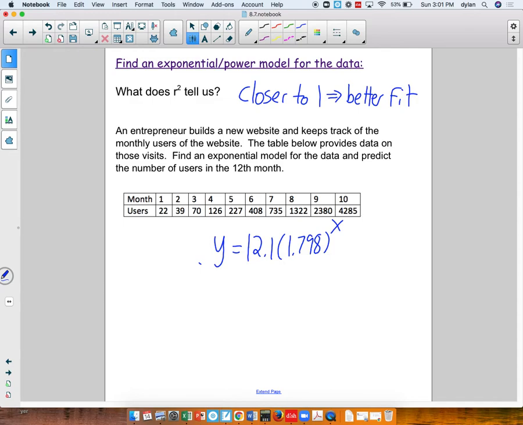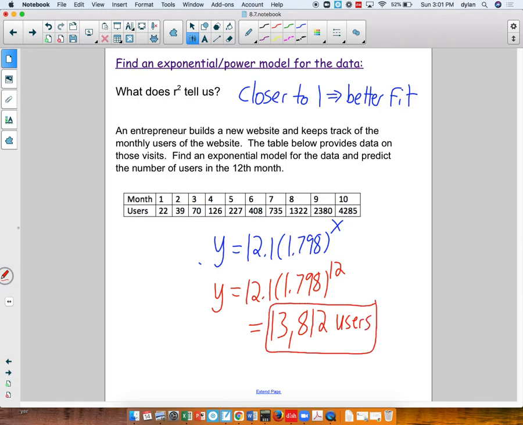And then if I want to predict the number of users in the 12th month using this model that fits our data extremely well, which makes me optimistic about our prediction, I would just plug in 12 for x. And then if I put that into my calculator, I'm going to end up with 13,812 users.